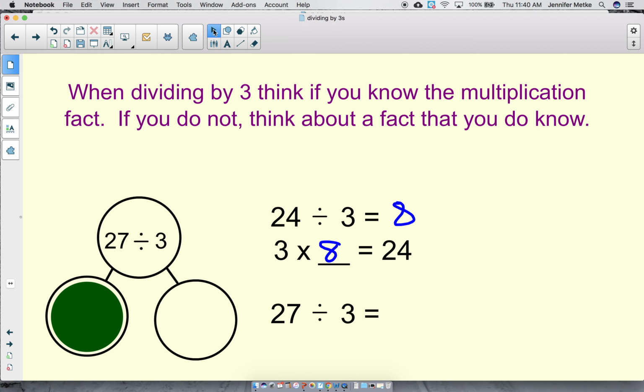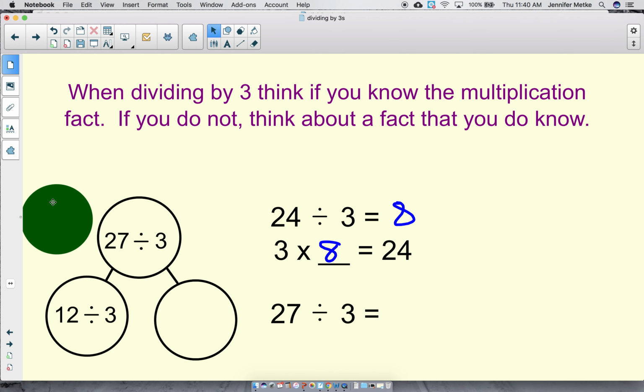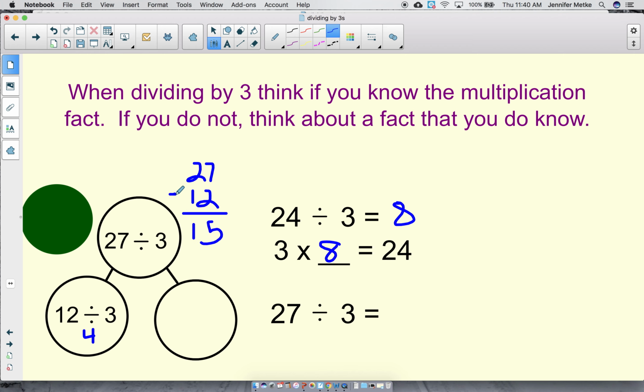Let's say, though, for this next one, I don't remember 3 times what is 27. So now I'm going to use a fact I know. Let's say I know that 12 divided by 3 is 4. So I had 27, and I've now used up 12 of that total. When I subtract those out, I know that I have 15 remaining. So now this other part becomes 15, and I'm dividing it by 3. My divisor doesn't change. And I know 15 divided by 3 is 5. So I just take my two quotients, 5 and 4, and those add up to be 9. So I know that 27 divided by 3 is 9.